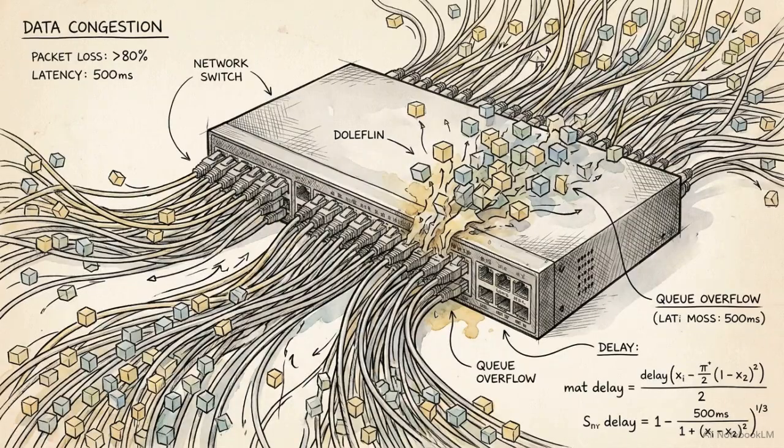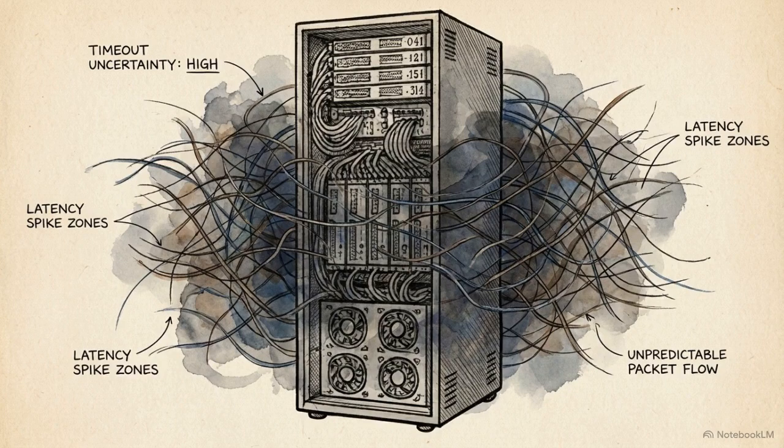Internet protocol networks share bandwidth dynamically to maximize throughput. This burst-optimized architecture creates mathematically unbounded delays. When a timeout occurs, it never definitively proves a node has died. It only proves the network has slowed down.